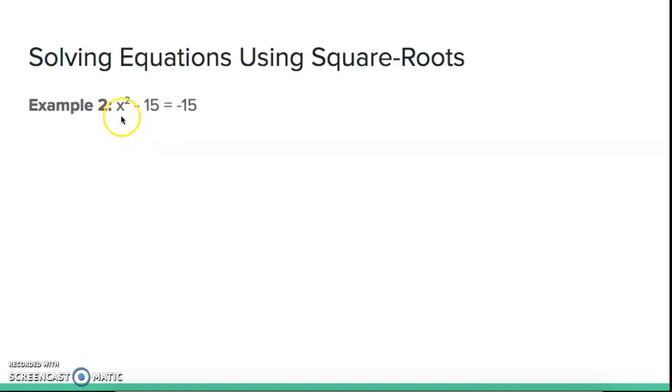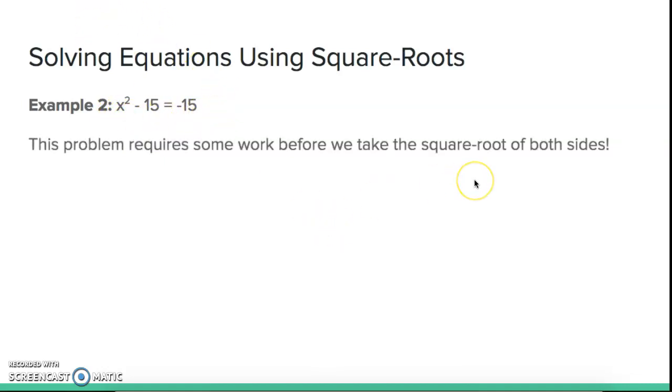What I notice is that the x squared is not by itself. So what we have to do is a little bit of algebra work first, to make sure that we get the x squared isolated or by itself.